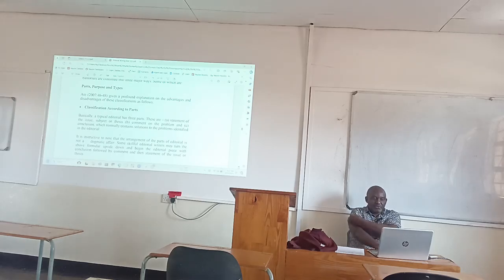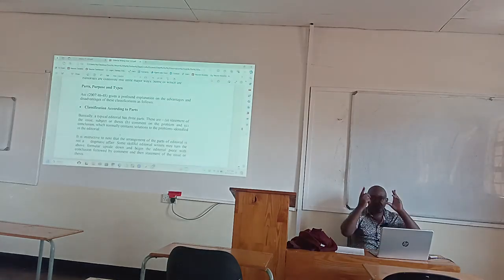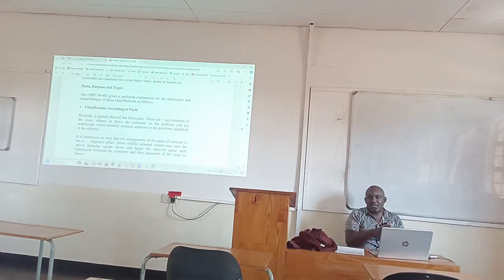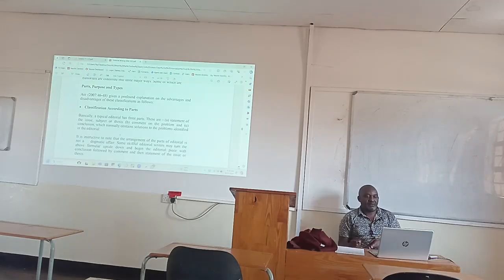So, an editorial has three parts. These are the statement of the issue, the subject of the issue. In the editorial we are going to write, you should have a statement of the issue, or subject, or a thesis. Secondly, the second part will be the comment on the problem. What is the problem that we have to comment on? Of course, it also has introduction, development, and then conclusion, as in feature writing.